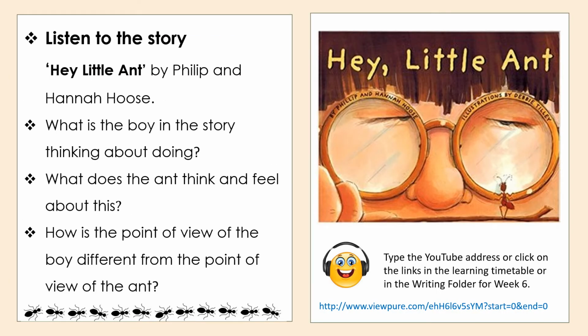Did you guess that today's story was going to be Hey Little Ant? Let's look at the cover of the book. Can you see the boy has got an ant on a stick and he's really looking closely at the ant? I wonder what he's thinking. And I wonder what the ant's thinking. Well, we're going to find out by listening to the story.